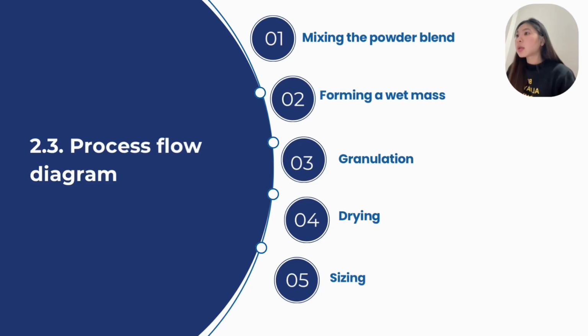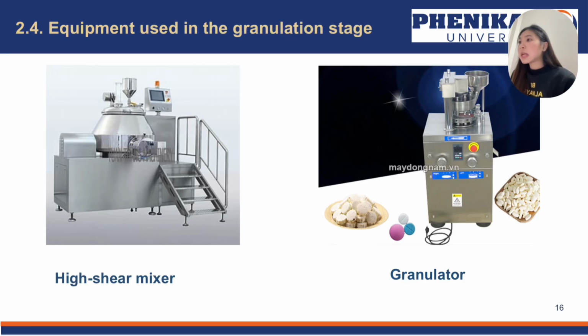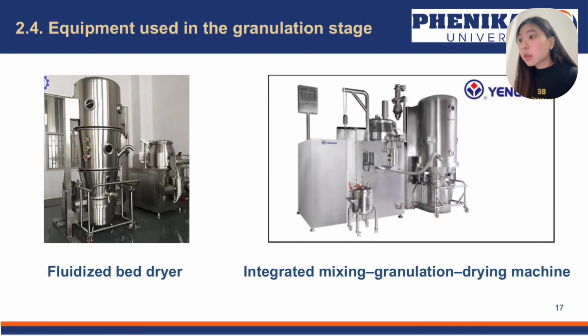This slide shows the process flow diagram. There are 5 steps. First, mixing the powder blend. Next, forming a wet mass. Then granulation. Next, drying. And finally, sizing. Next, let's learn about the equipment used in the granulation stage. This is a high-shear mixer and that's a granulator. This image shows a fluidized bed dryer and an integrated mixing, granulation, and drying machine.